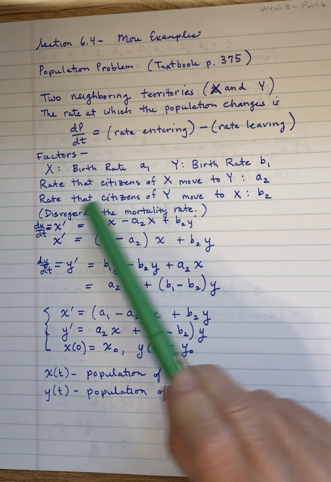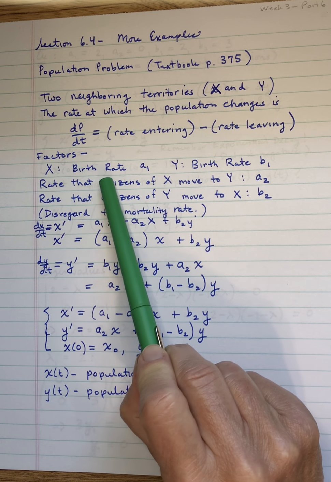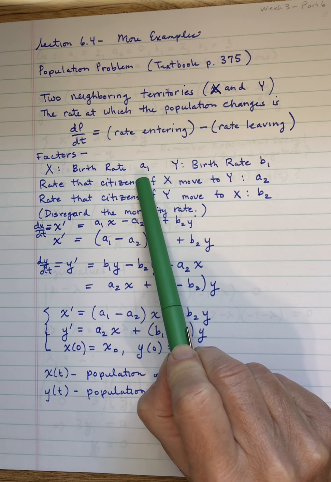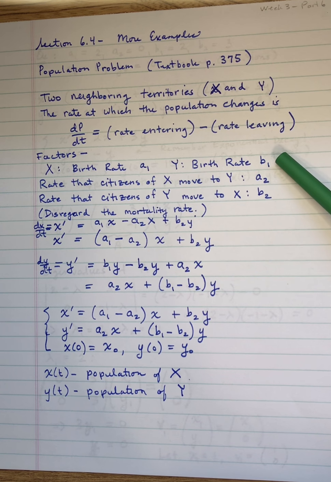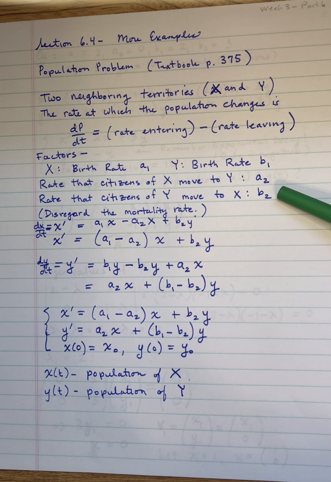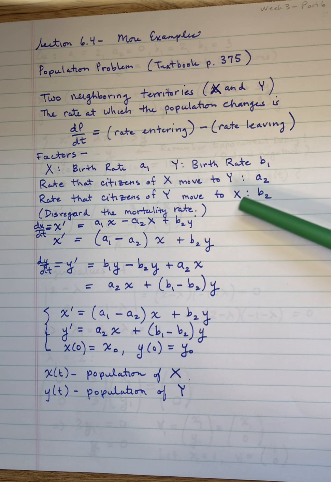So let's say our region X has a birth rate, we'll call it a little a sub 1. This is just a constant. The birth rate of region Y is B sub 1. We'll have a rate at which citizens of X move to Y. We'll call that A sub 2. And then we'll say the rate at which citizens of Y move to X is this number B sub 2. And we'll disregard the mortality rate.